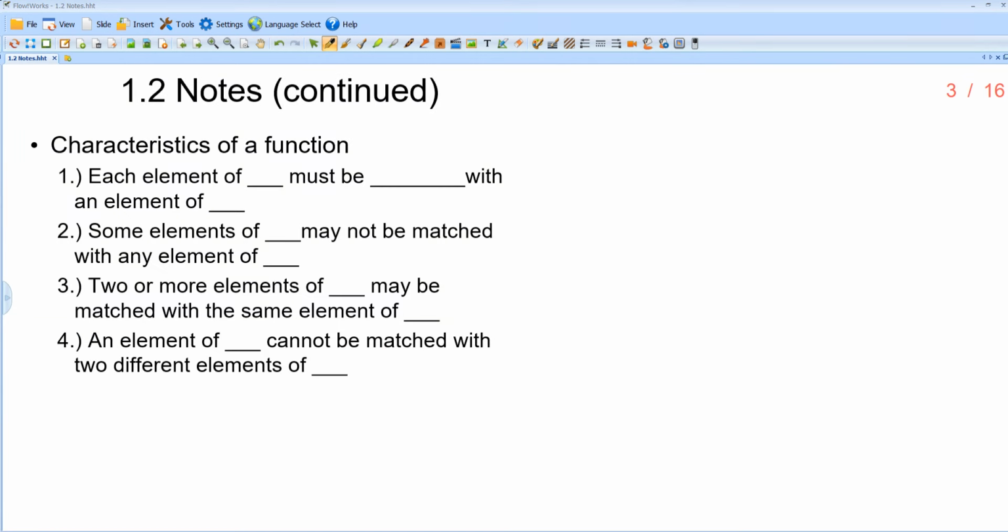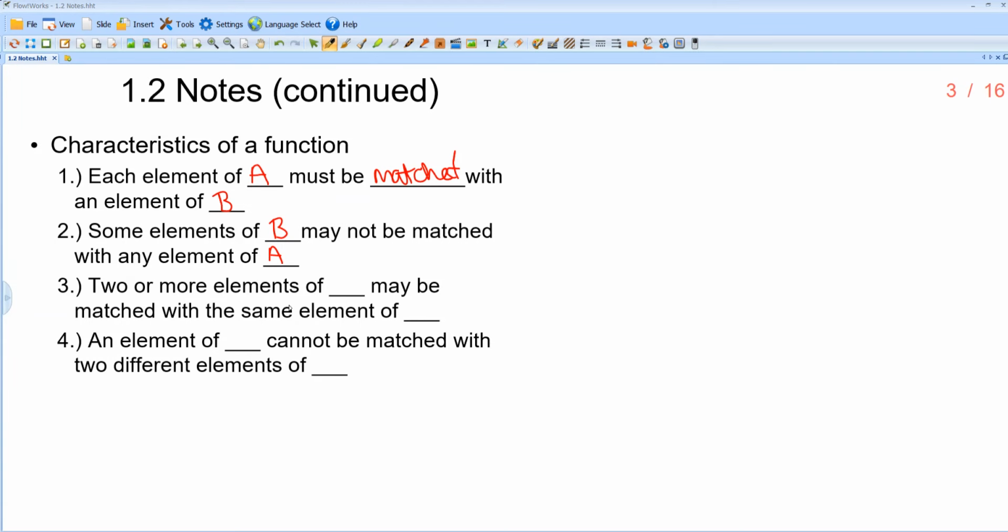So to talk about some of the characteristics of functions, we've got 4, and really it's the last 2 that are the ones that sometimes come up as issues, and more so really just the last one. So first, each element of A must be matched with an element of B. So each element in the domain must match to an element in the range. Some elements of B may not be matched with any element of A. So we don't have to use all of our range. We don't have to use all of the elements in our output.